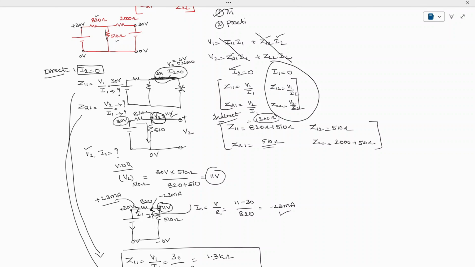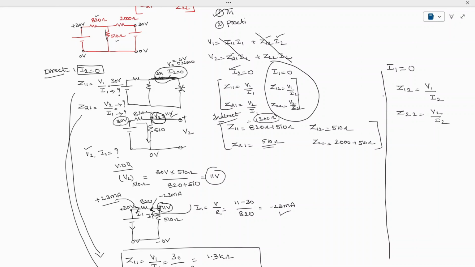So this step we need to perform. Okay, so let's try to redraw the network. Same procedure, we are going to redraw the network. So here also, again the second step, we are going to proceed like this. Take I1 equal to 0. When I1 is equal to 0, then we need to find out the parameters. Z12 is equal to V1 by I2, and the next parameter is Z22 is equal to V2 by I2.